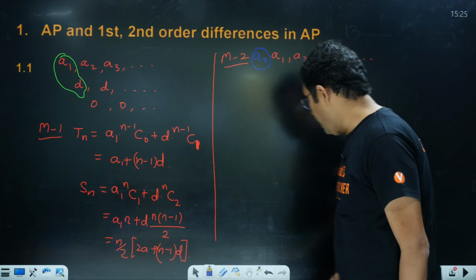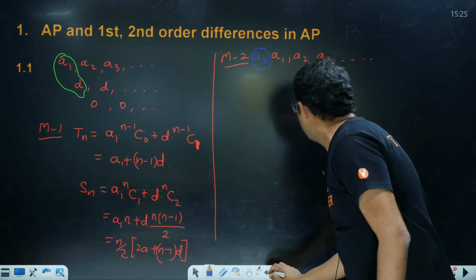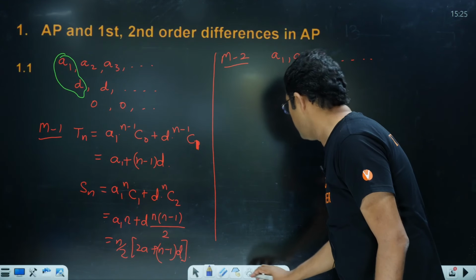A0 is not the part of, I think I should use a different color. Yeah, this is not visible.